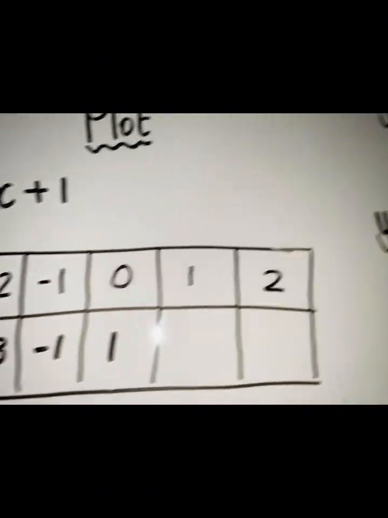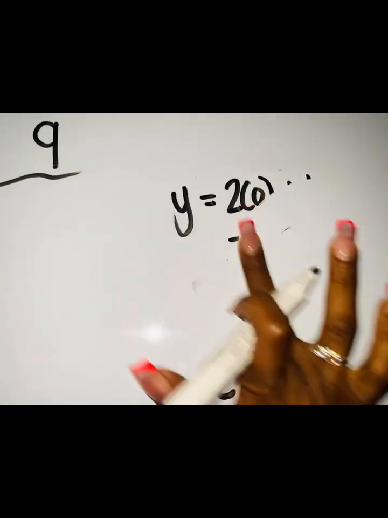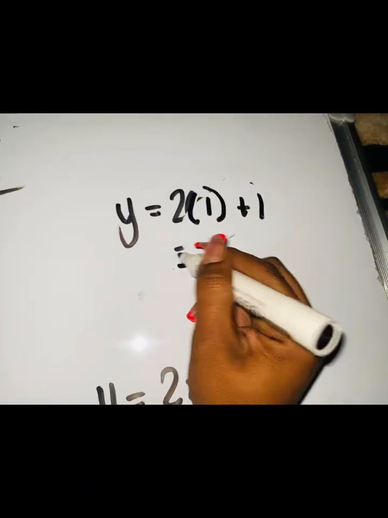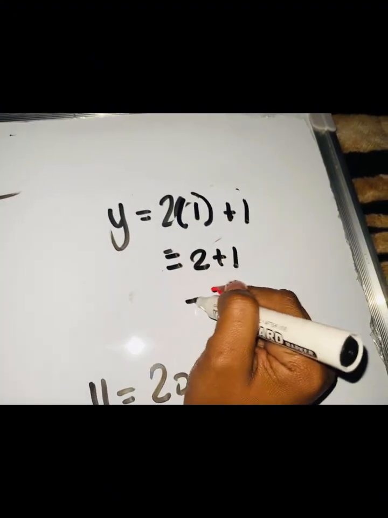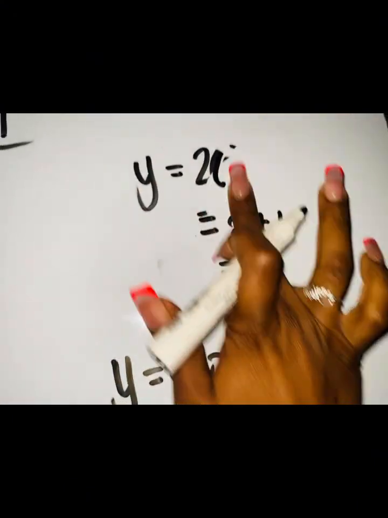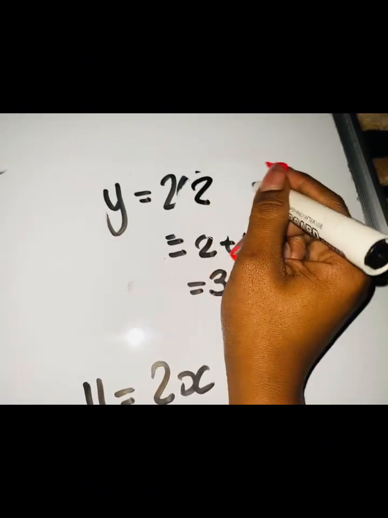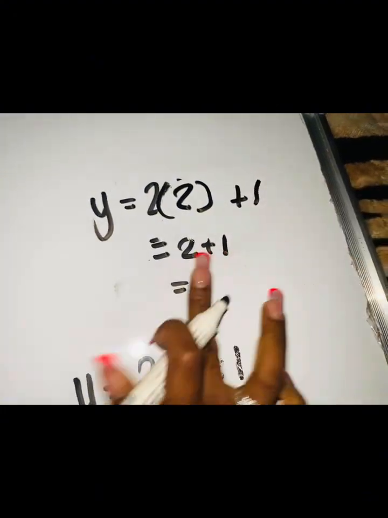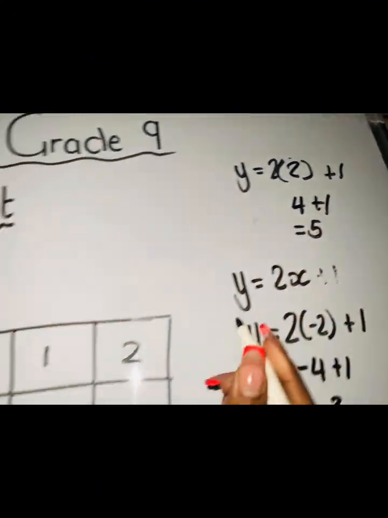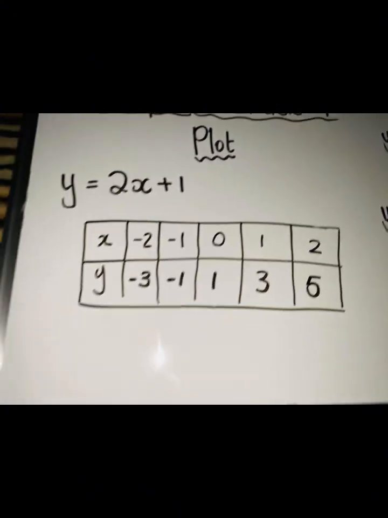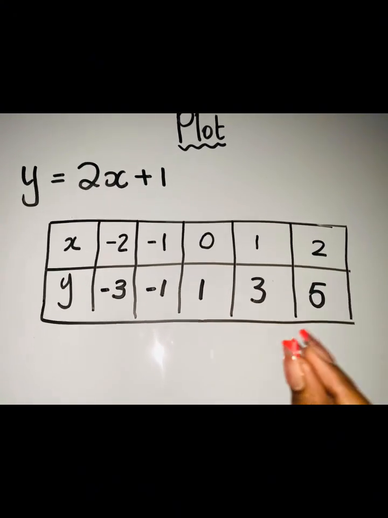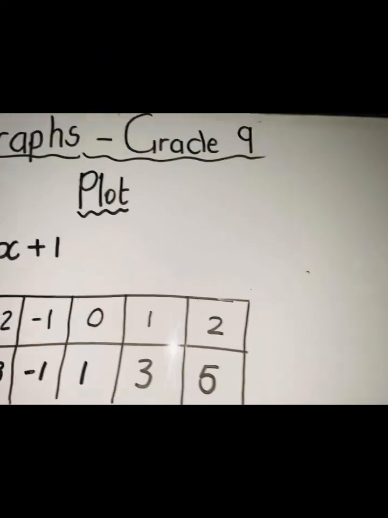And we put 1. In the place of x, now we're going to put 1. This is going to be 2 times 1, which is 2 plus 1, which is equal to 3. So we're going to put 3. Then in the place of x again, we're going to put 2: 2 times 2 plus 1. So now we have 4 plus 1, which is equal to 5. So we're going to have 5 here. These are points. Now you're going to understand them when I put them on the set of x's. Alright guys, so let's start plotting.